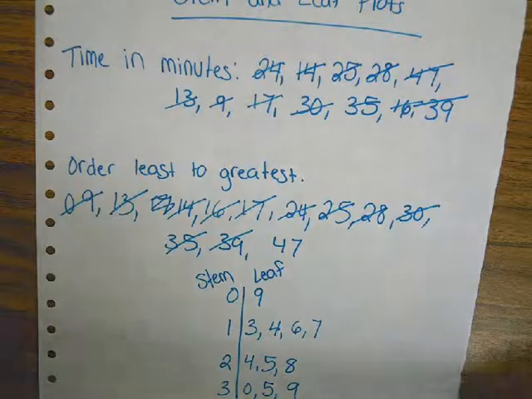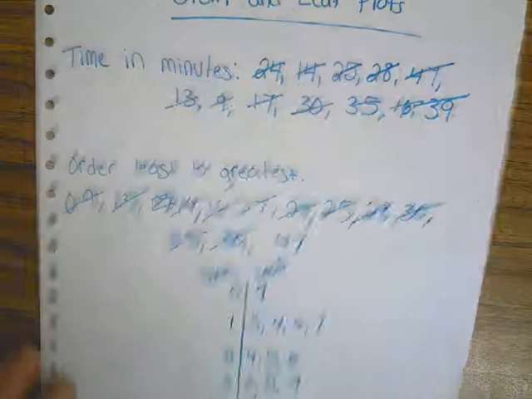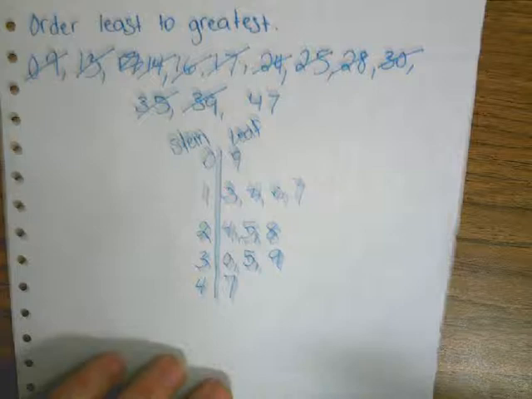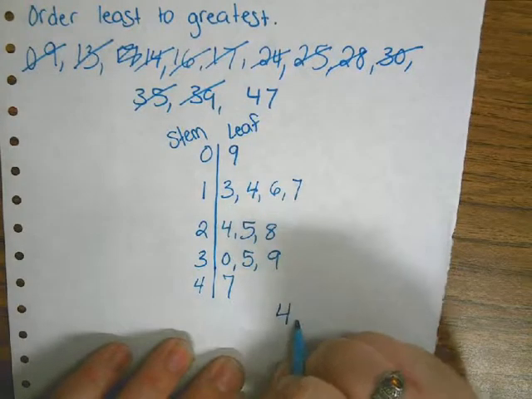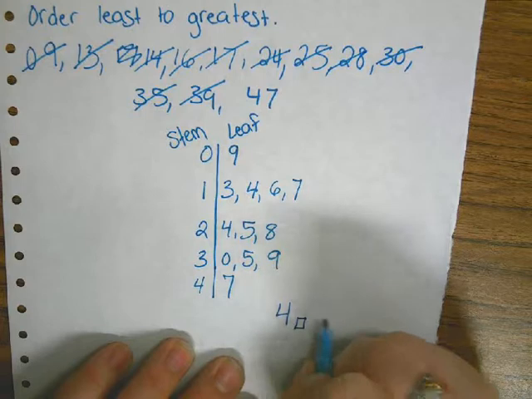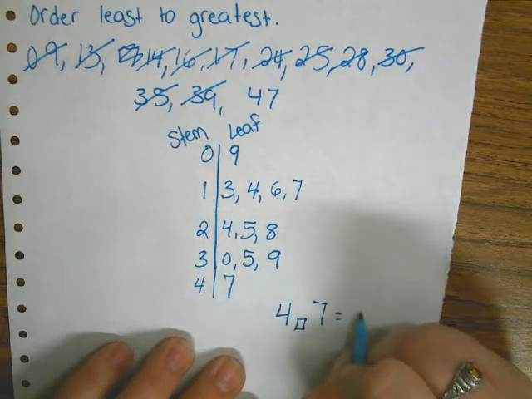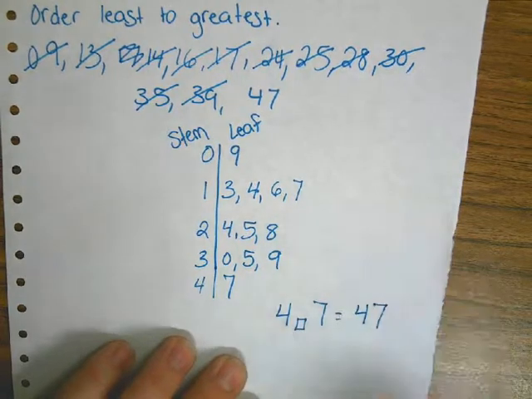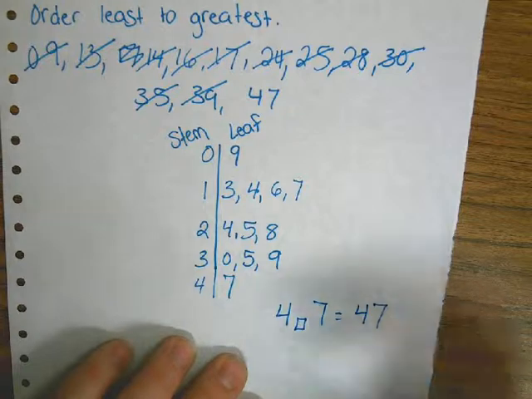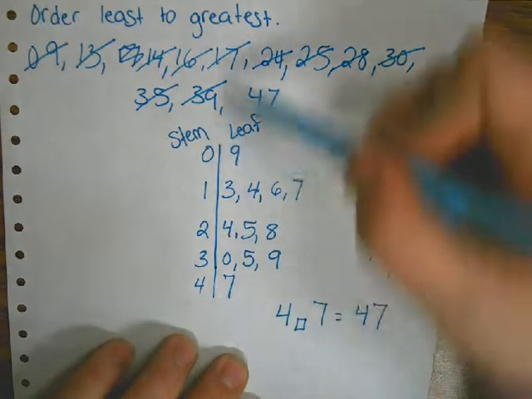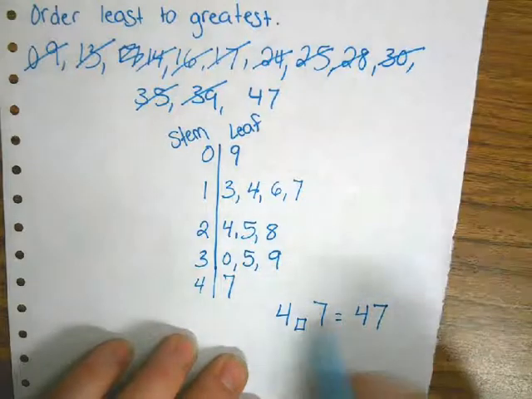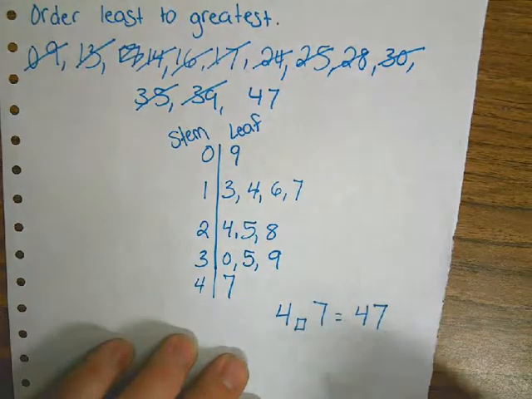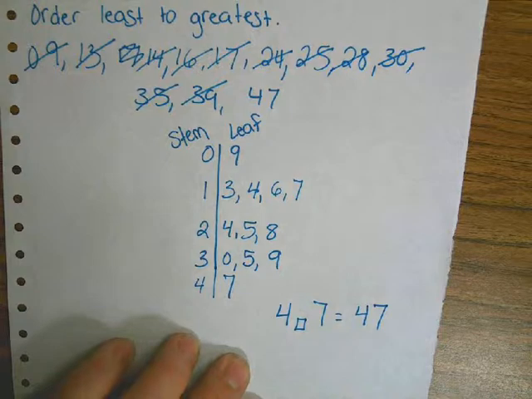Oh, we forgot one thing on here. We need a key to see what this says. So you're going to do 4, and then you're going to put a little box, 7, to represent 47. Because you need to let people know what this line in the middle represents. It just represents that space breaking those two numbers up. Okay, let's try another one.